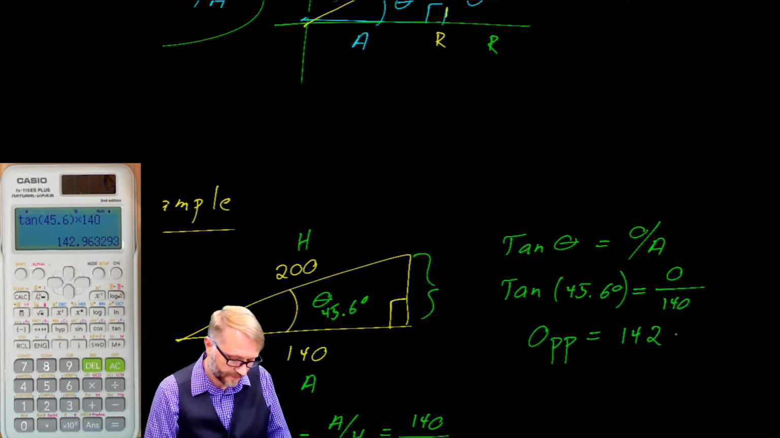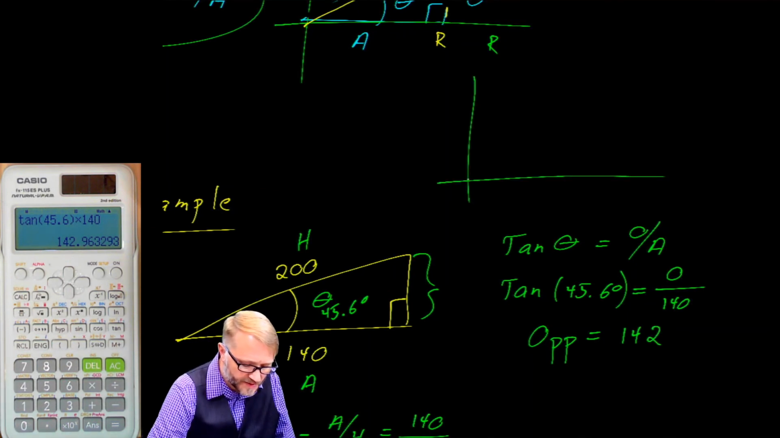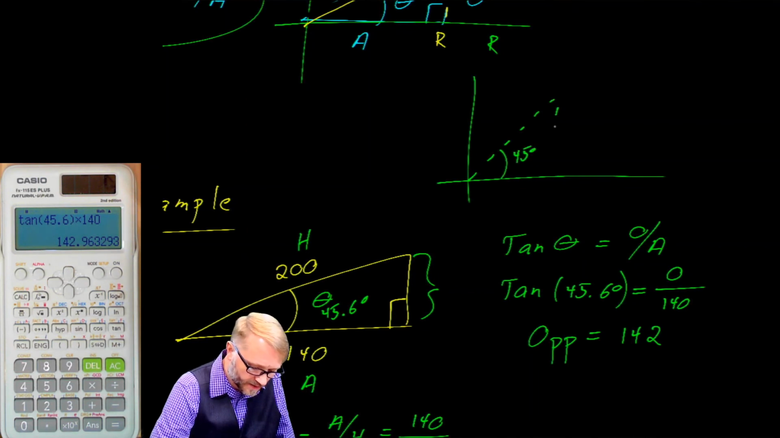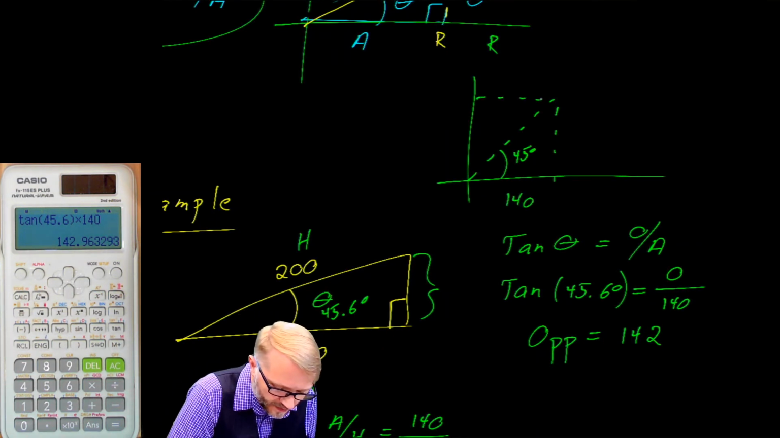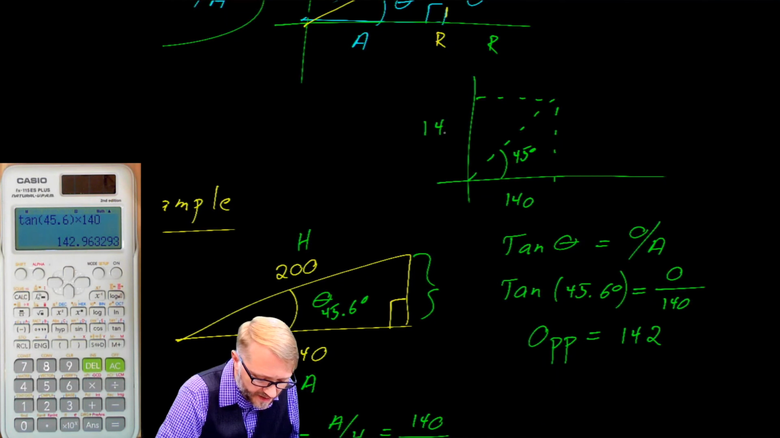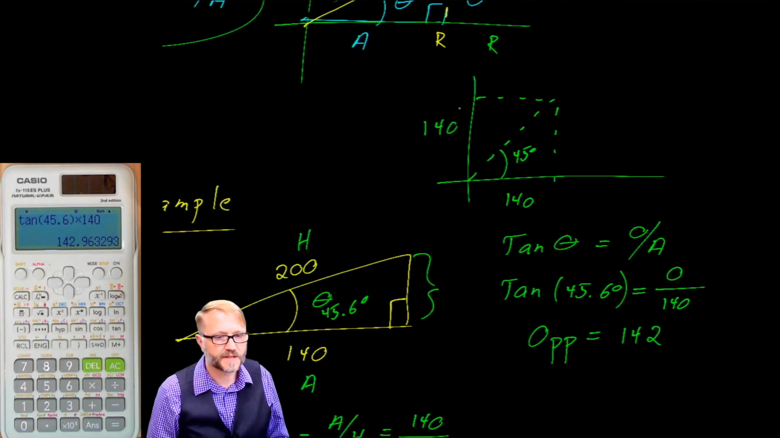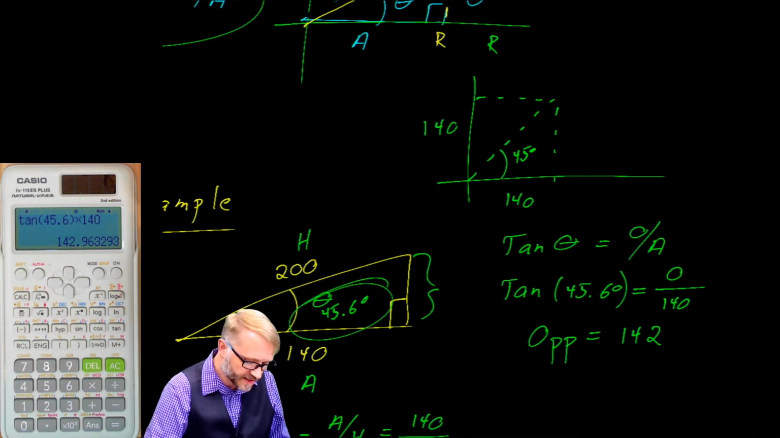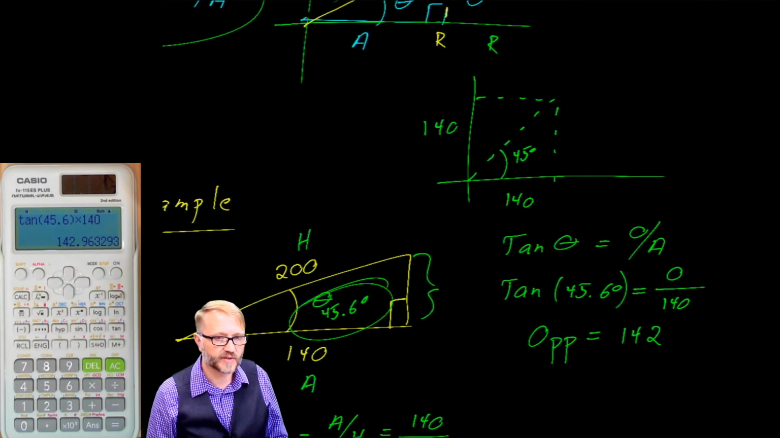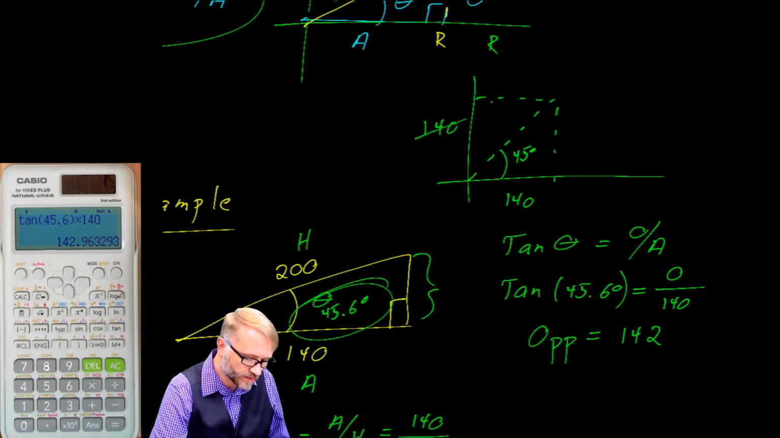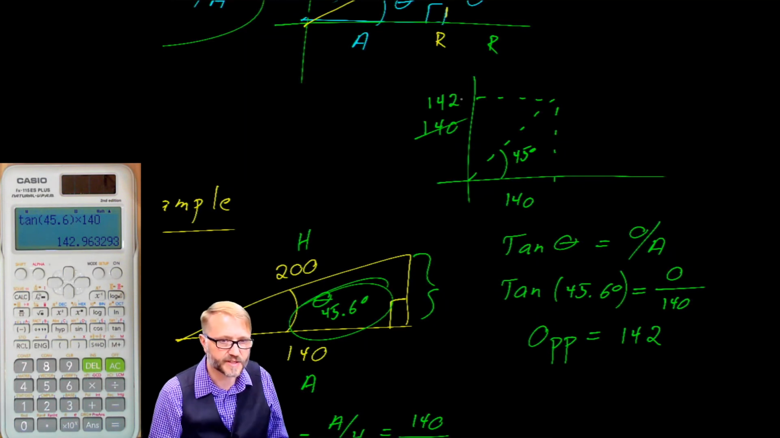142. That makes sense. If this was a 45-degree angle, right, if this was 45 degrees, and we already knew that this piece was 140, we could say that this piece here is also 140. In this particular example, we are slightly greater than 45 degrees, so we would expect this one to be slightly larger. In this case, it's 142.